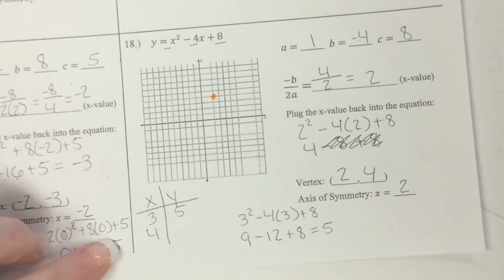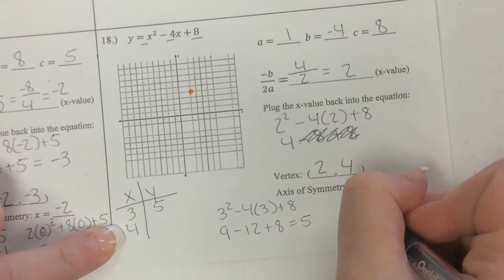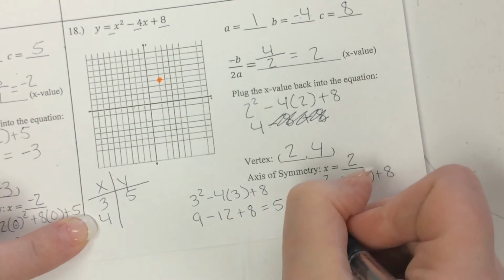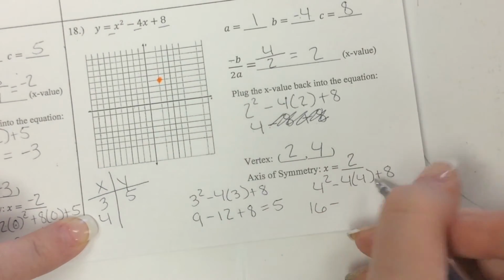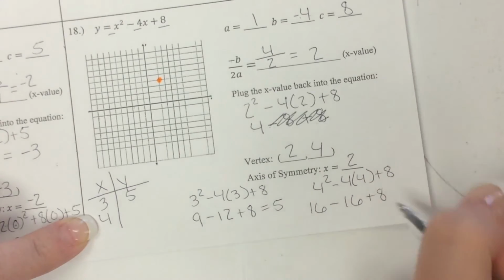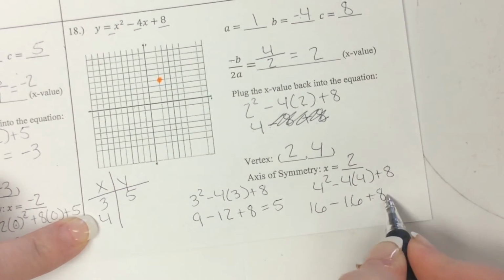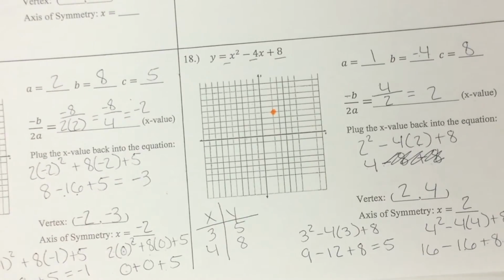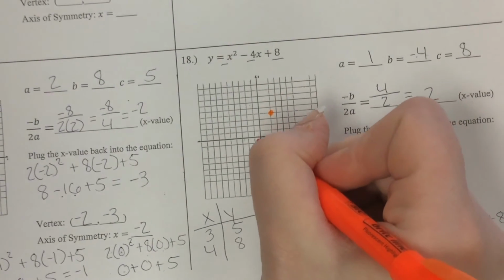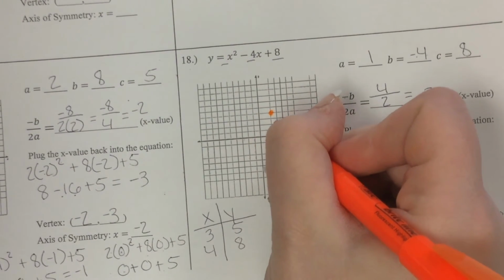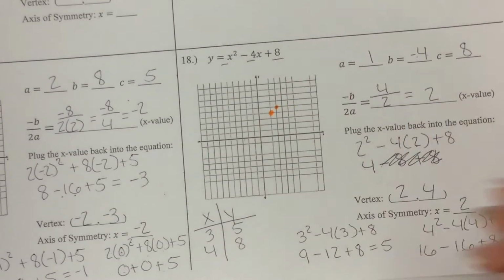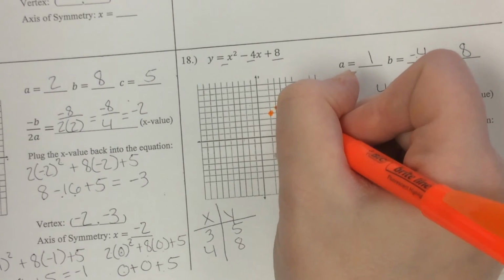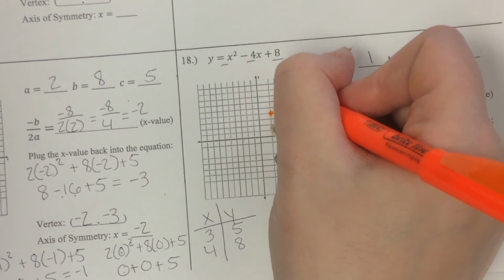Okay. Now let's do it with 4. 4 squared minus 4 times 4 plus 8. 4 squared is 16 minus 4 times 4 is, again, 16 plus 8. 16 minus 16 is 0, plus 8 is 8. All right. Let's graph our other 2 points and then use symmetry. So we are at 3, 5. So 1, 2, 3, 1, 2, 3, 4, 5. And then 4, 8. 1, 2, 3, 4, 5, 6, 7, 8.